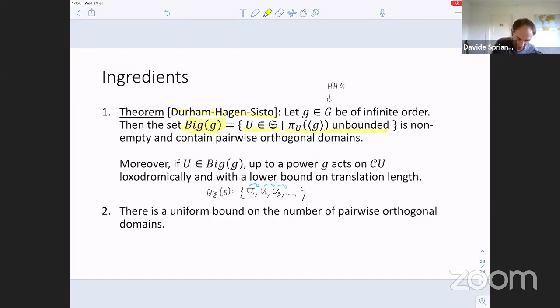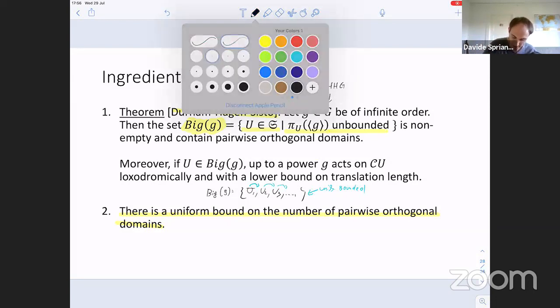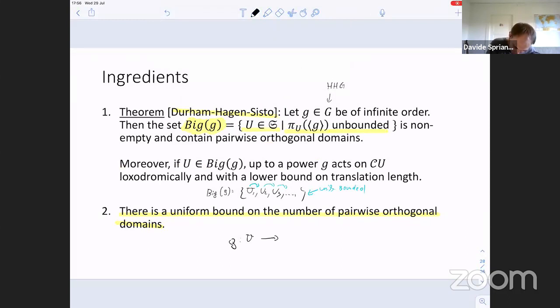But then we can look at the second fact, which is basically from the definition. There is a uniform bound on the number of pairwise orthogonal domains, so this set is uniformly bounded. Let's say it has size n. Up to taking the power g to the n factorial, g has to stabilize each of those domains. This is just basic combinatorics. So up to a power, g sends U to U. As you remember from the definition, this means that there is an isometry from CU to CU, i.e. g acts on CU, and it acts loxodromically, and we also have a lower bound on the translation length. Good.